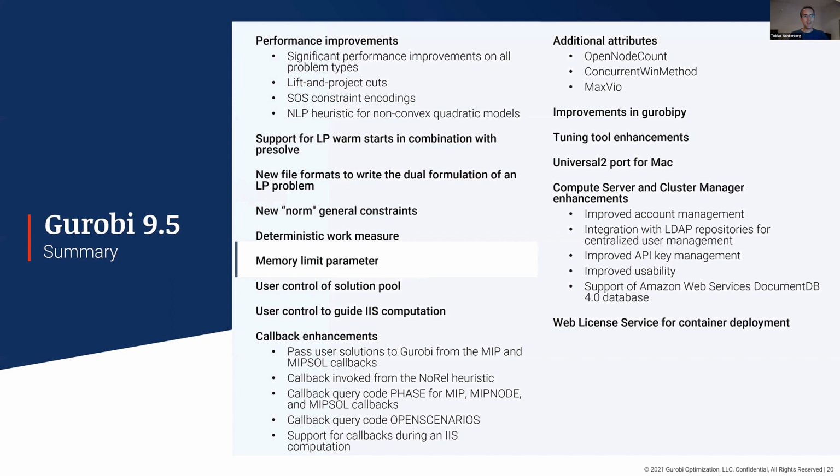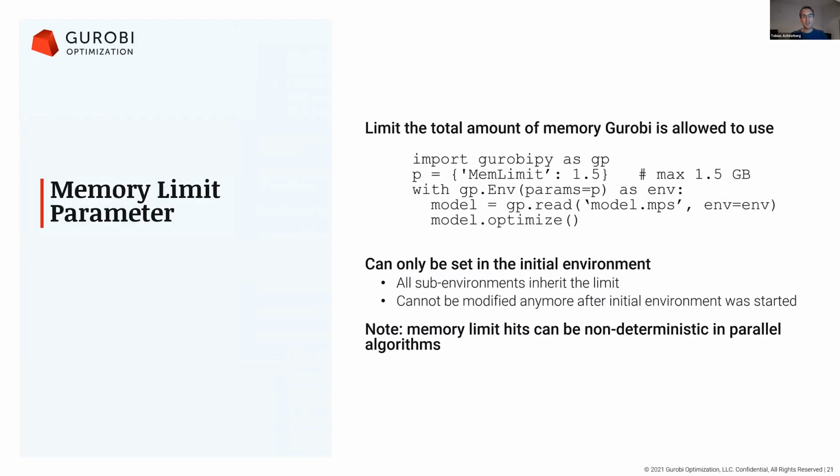Okay, another parameter that you can control to limit the solve is the newly introduced memory limit parameter. This is simple, right? You just set the mem limit parameter, for example, to 1.5, which means that Gurobi is allowed to use at most 1.5 gigabytes of memory. And if it needs to allocate more, then it would just return an out of memory error.